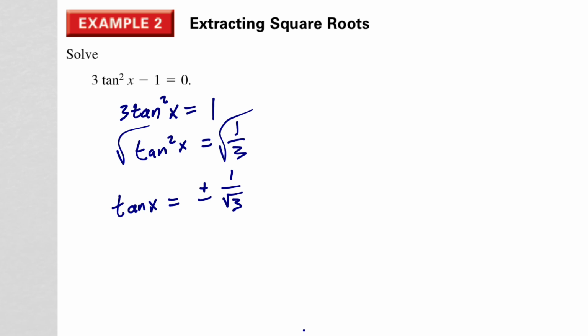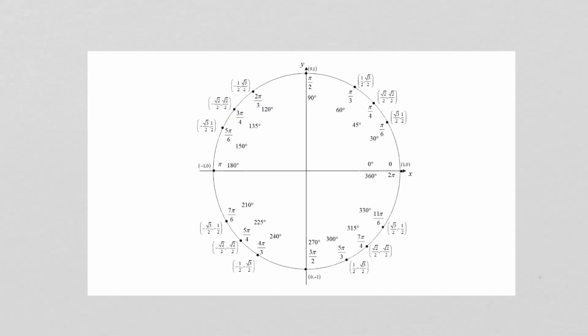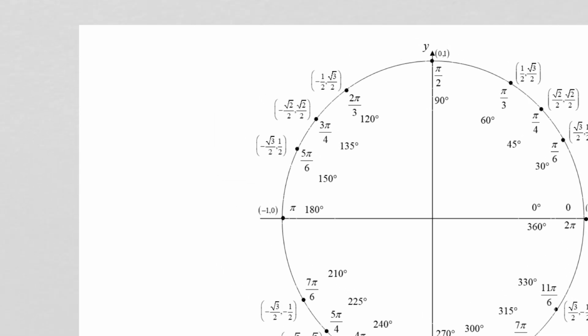And again, we're going to come up with general solutions here because they don't specify a domain to find the solutions in. So let's go to our unit circle. Okay, we're going to remember that tangent is sine over cosine.